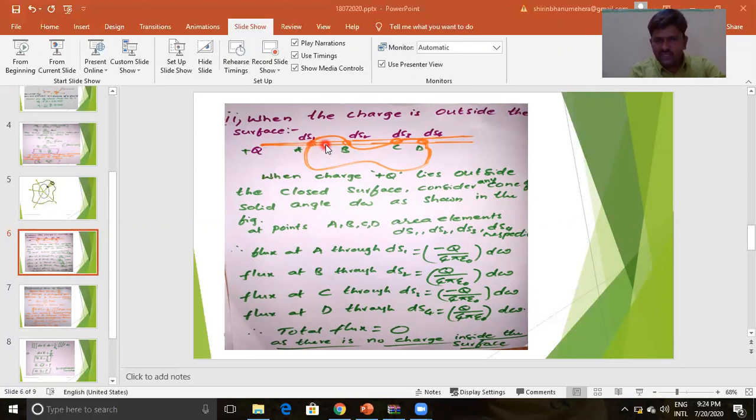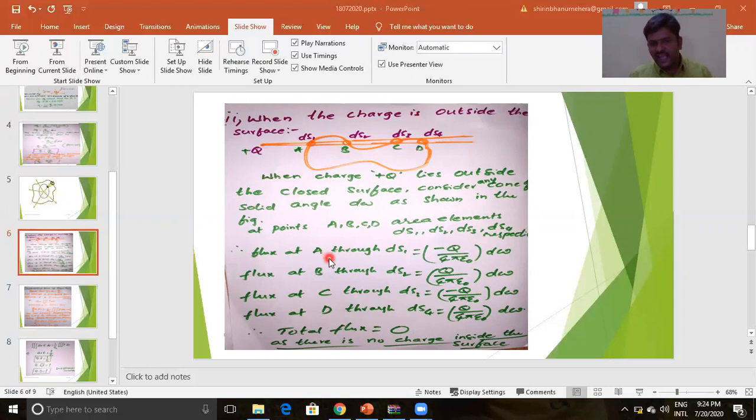So we need to follow the sign convention that the flux entering is negative. The flux leaving from the surface is positive. So here the flux is negative. Here the flux is positive. Here the flux is negative, and here the flux is again positive.